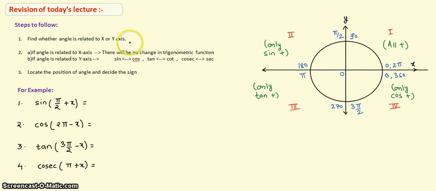Now we have talked about compound angle first, right? For example, if you want to find sine pi by 2 plus x, you can find this by using the formula sine x plus y. But instead of using formulas of compound angle, here is a short trick.